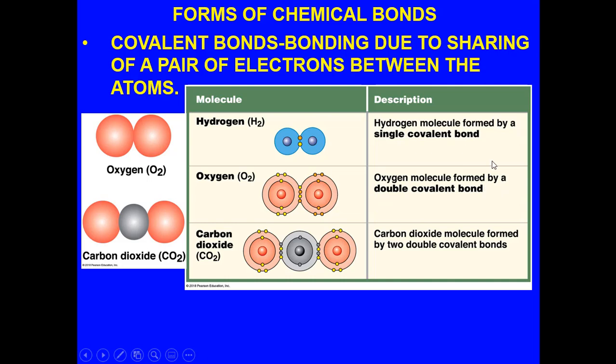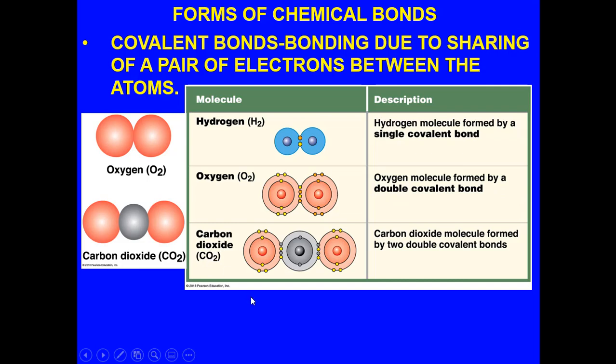Each single bond is a pair of electrons. If you have a double covalent bond, you're sharing 2 pairs. If you have a triple covalent bond, you're sharing 3 pairs of electrons between the two atoms. Now, you can take a look at how this works. A lot of compounds have covalent bonding.